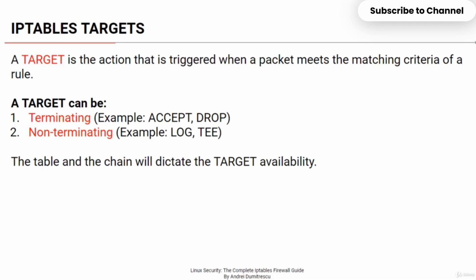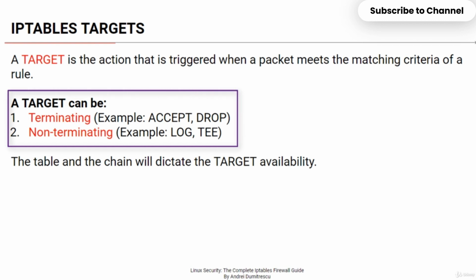Hello and welcome back. In this section, we'll dive deeper into iptables targets. A target is the action that is triggered when a packet meets the matching criteria of a rule. There are two types of targets: terminating targets and non-terminating targets. Terminating targets perform an action which terminates the evaluation within the chain. The packet matched by the rule will not continue traversing the current chain or any other ones in the same table. Depending on the target, the packet might be dropped or accepted.